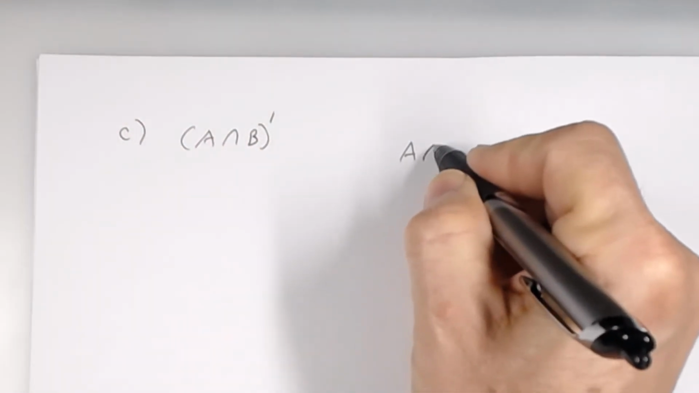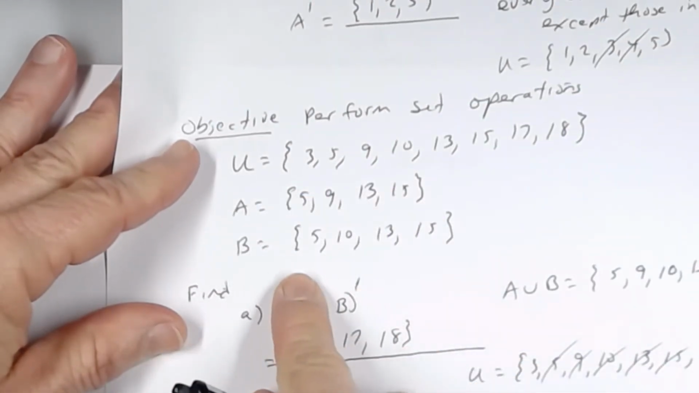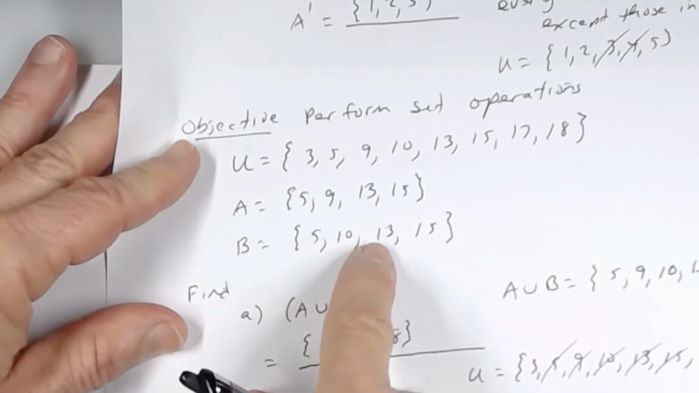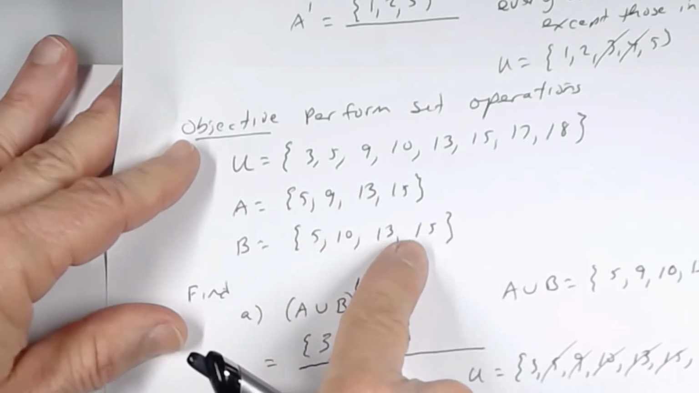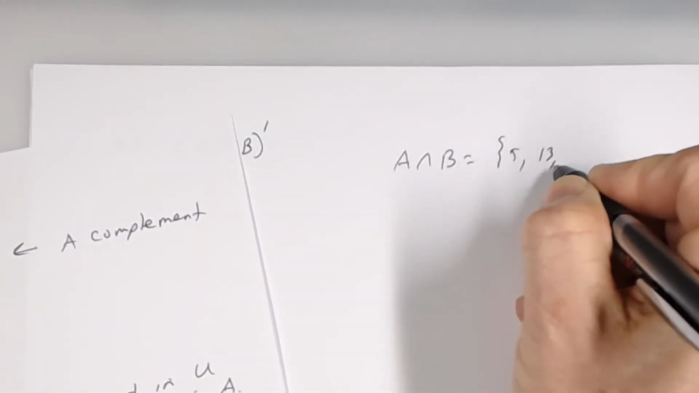So let's go off to the side and figure out what A intersect B is. So here's A, here's B. What's the intersection? 5, 13, and 15, right? Okay, good. So 5, 13, 15.